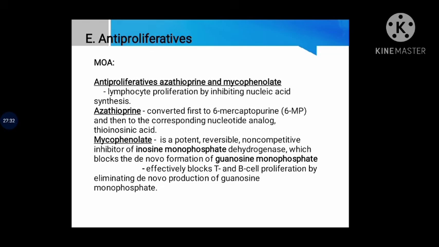The analog is incorporated into nucleic acid chains and blocks further elongation of the DNA. Mycophenolate is a potent reversible non-competitive inhibitor of inosine monophosphate dehydrogenase, which blocks the de novo formation of guanosine monophosphate. Because lymphocytes are unable to utilize the salvage pathway of nucleotide synthesis, mycophenolate effectively blocks T and B cell proliferation by eliminating de novo production of guanosine monophosphate.